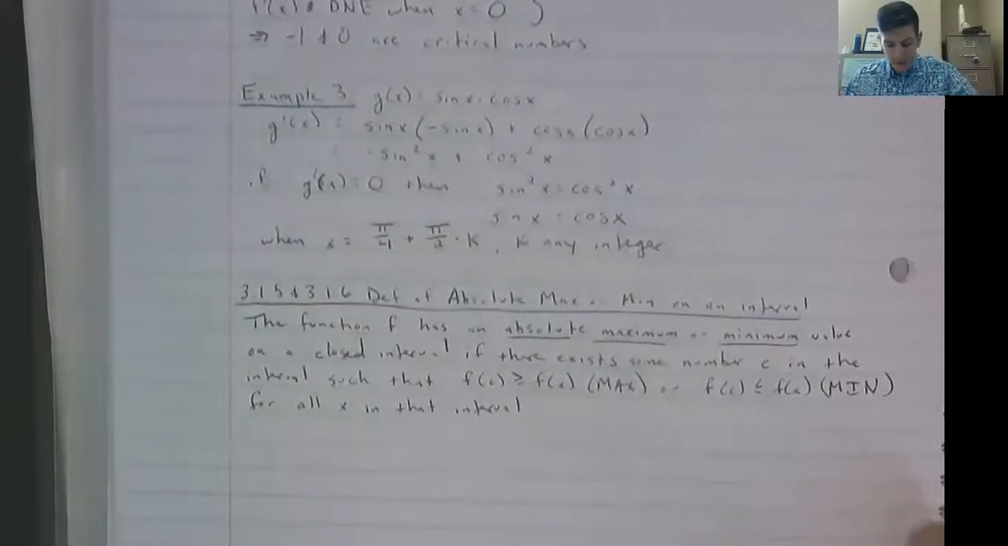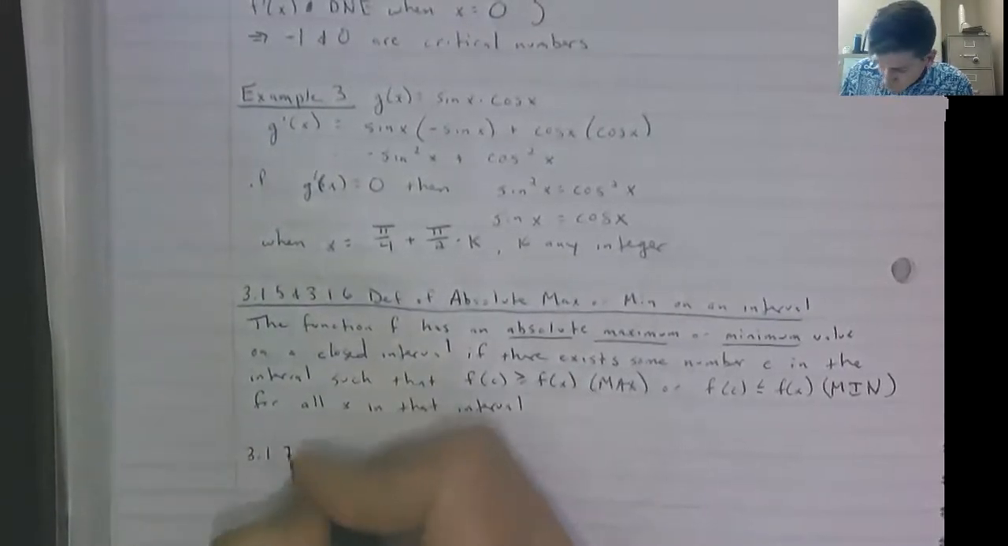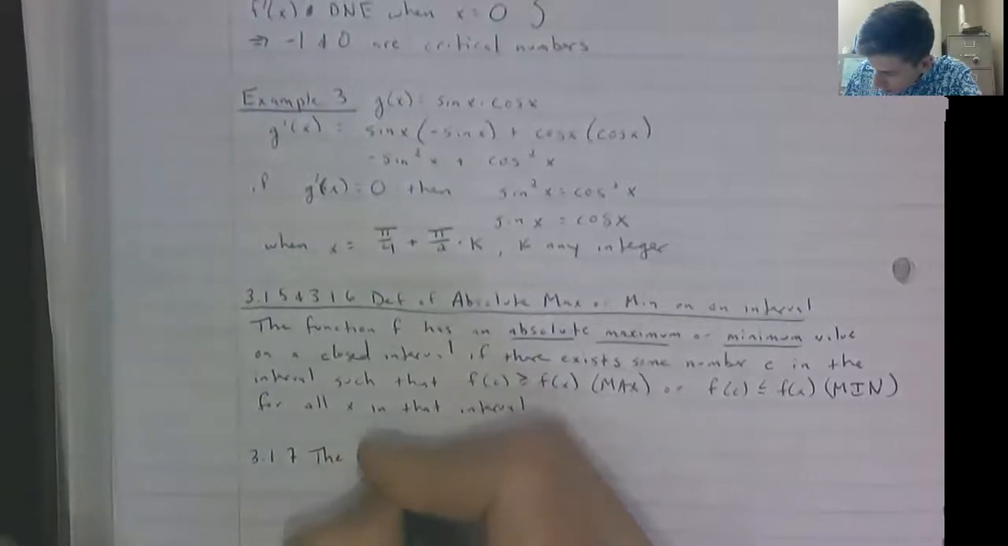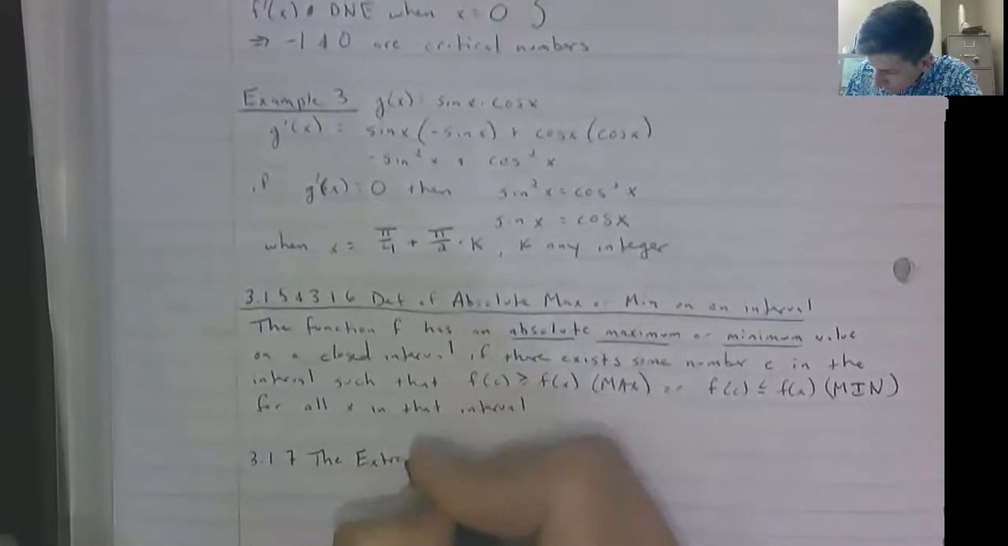Cool, which leads us directly to something called the extreme value theorem. We got critical stuff going on, we got extreme. It's a dramatic lesson. Mr. Smith talks about calculus. Extreme. Okay, 3.1.7. The extreme value theorem.